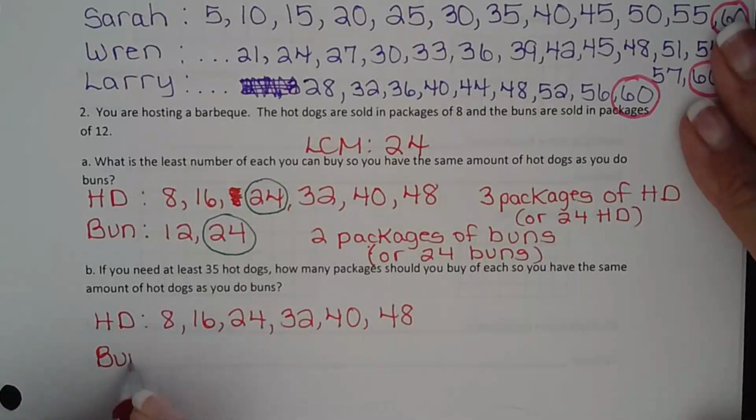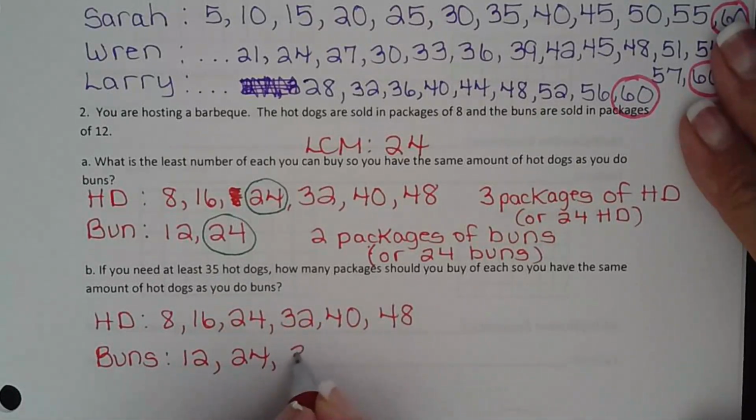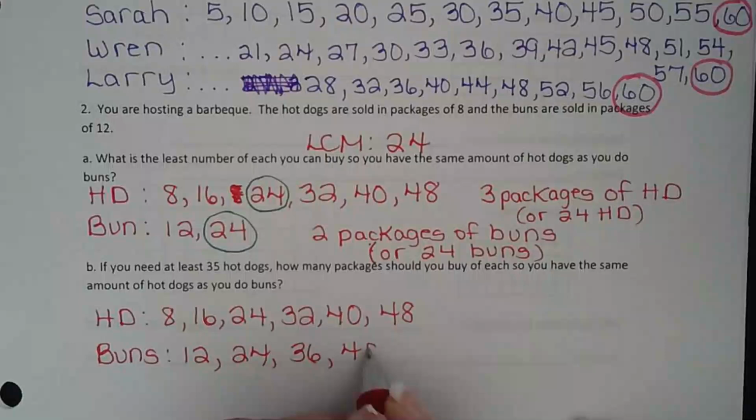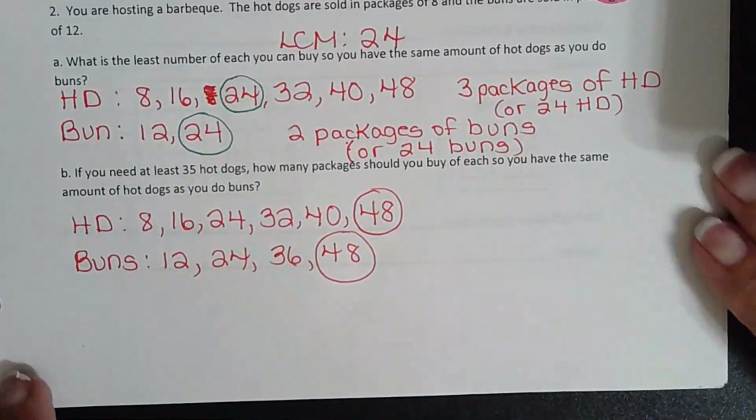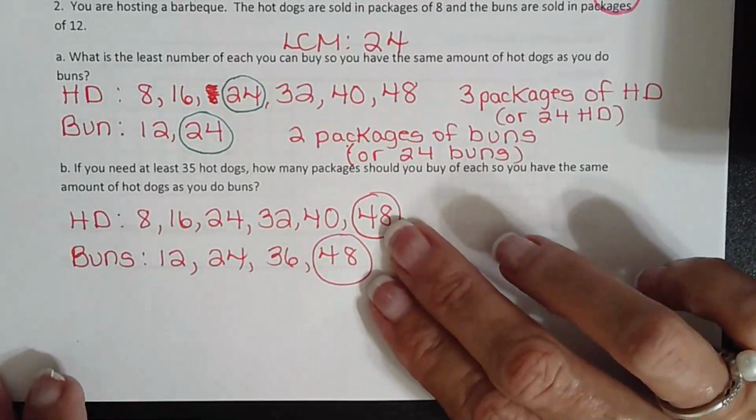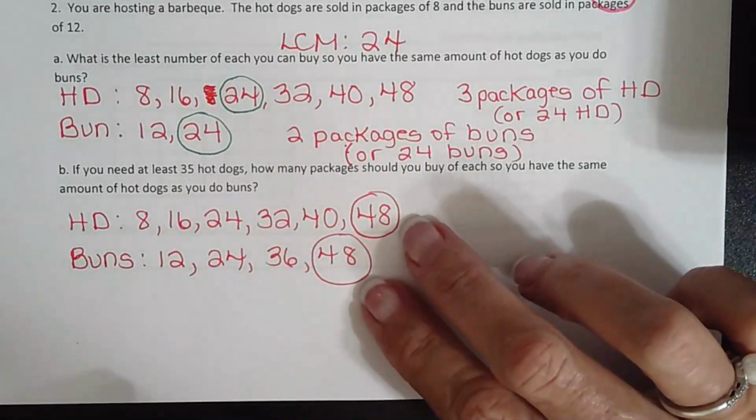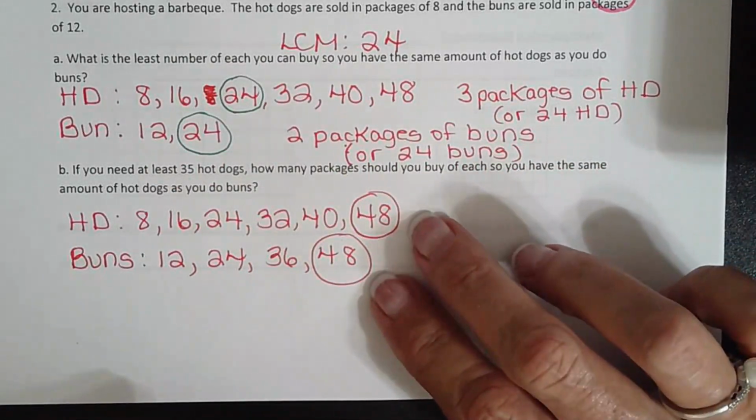So buns, 12 times 1, not in the list. 12 times 2's in the list, but I need at least 35. 12 times 3 is 36, not in the first list. 12 times 4 is 48. Ding, ding, ding. There we go. So if they can't buy less than 35, then 48 would be the next smallest common multiple. It wouldn't be called the least common multiple because that's 24, but it would be the next smallest common multiple.